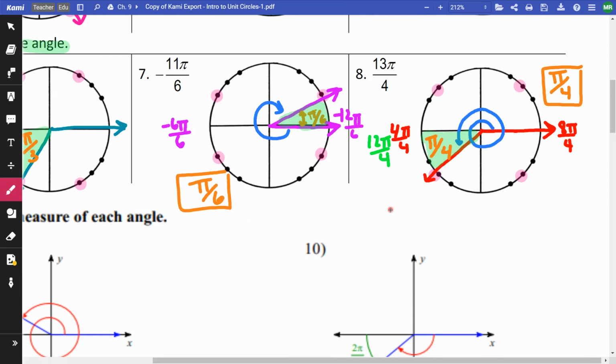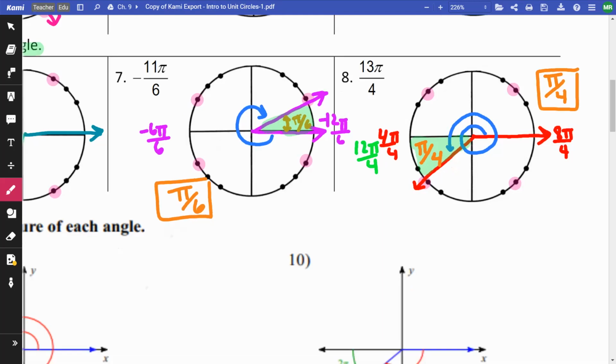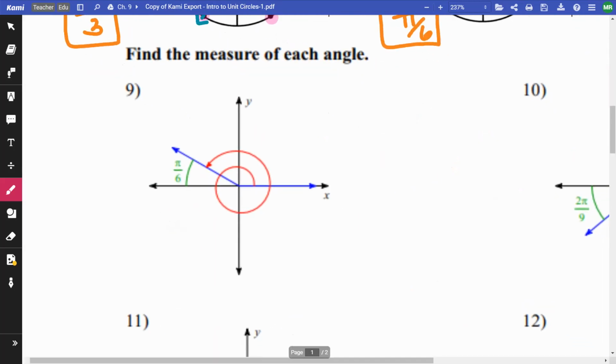Now, the next ones. So these ones, they want us to find the measure of each angle. So they're giving us this reference angle here, pi over 6. I'm pi over 6 short of the x-axis. So I'm going to be dealing with pi over 6. If they give me sixths here, I'm dealing with sixths. Don't change it to some other denominator, okay?